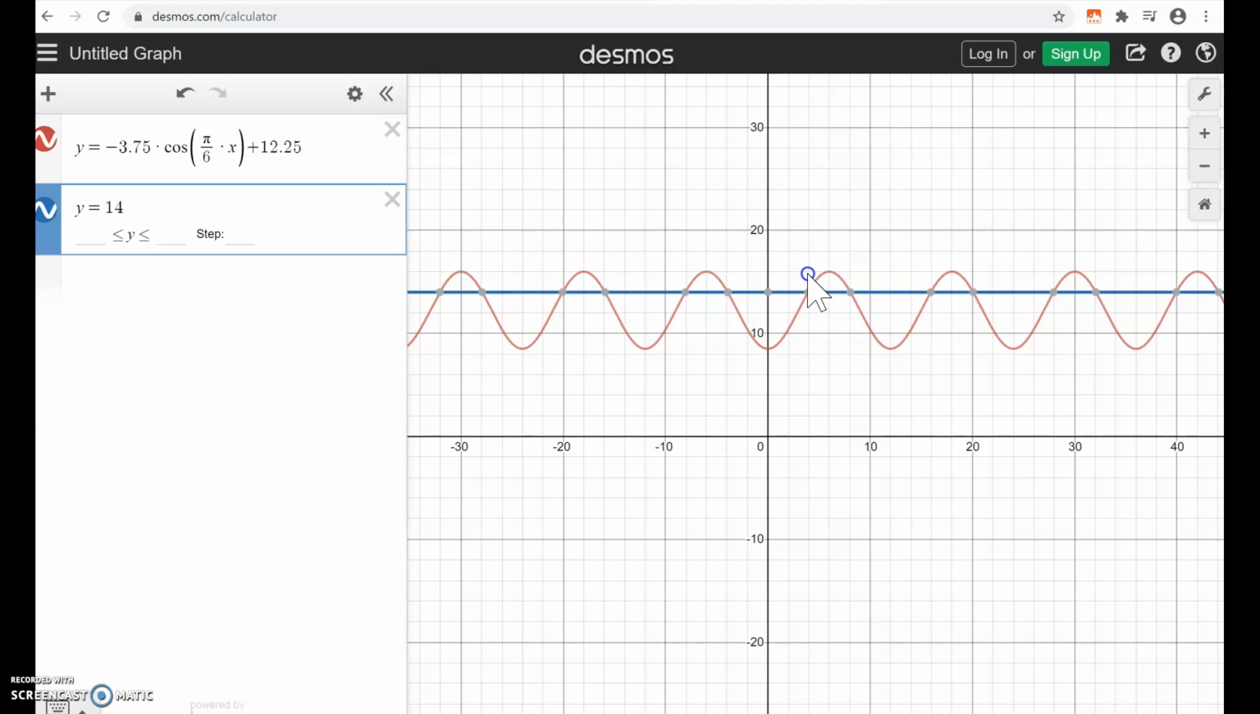And from that moment, about 4 months, until about 8 months, which would be August, you have more than 14 hours of daylight. And then after 8 months, we dip down into less than 14 hours of daylight again. All right, that's it.